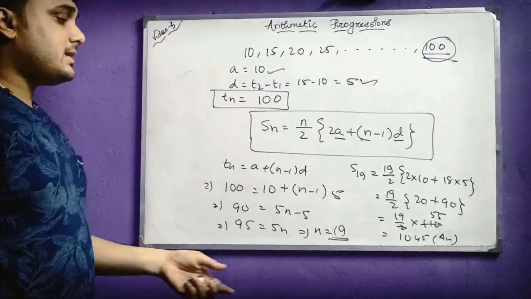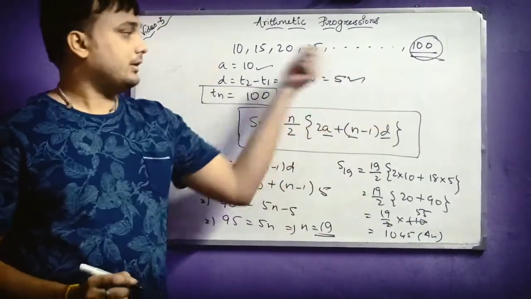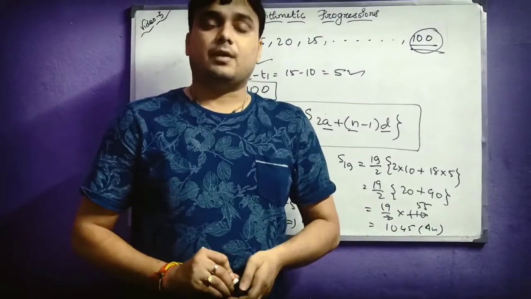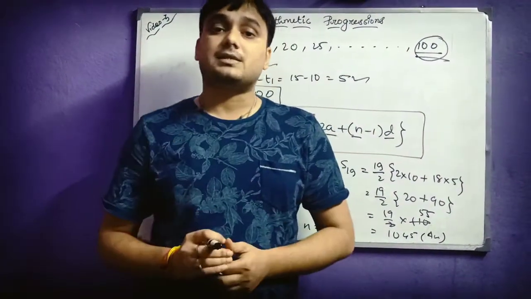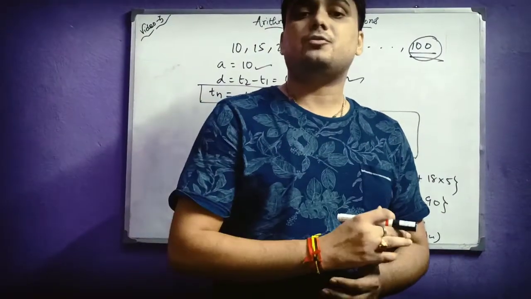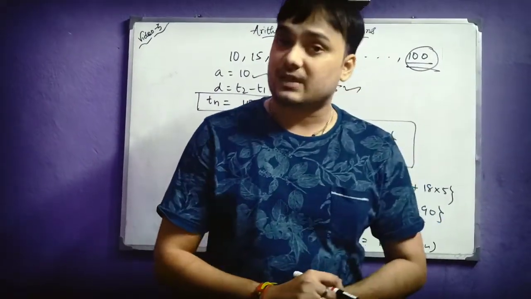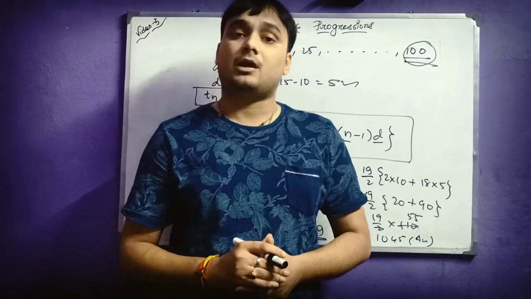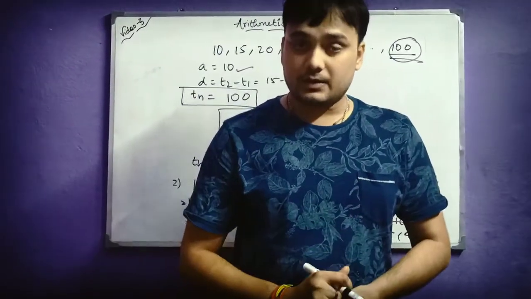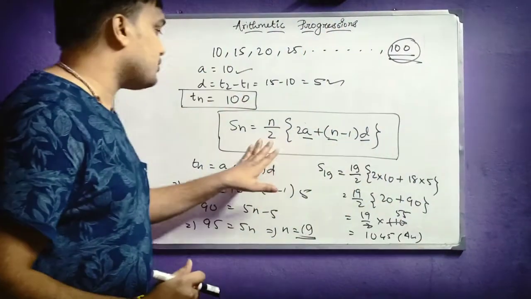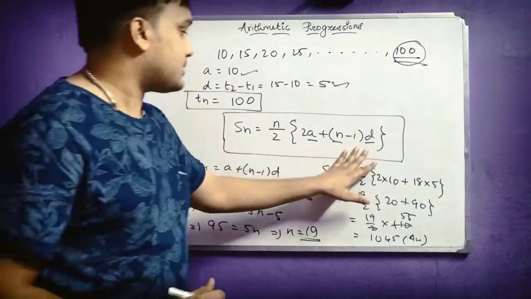Okay, so this is the sum of all the terms, that is 1045. So just with the help of one example, we have understood what is the main concept of today's video. We are going to deal with the main formula of this chapter, the second most important formula in this chapter. The first one was Tn and here it is Sn. So Sn equals n by 2 into 2a plus n minus 1 into d.